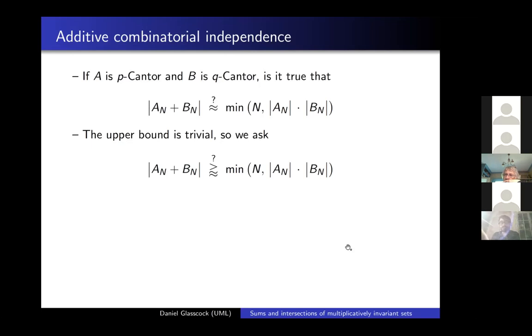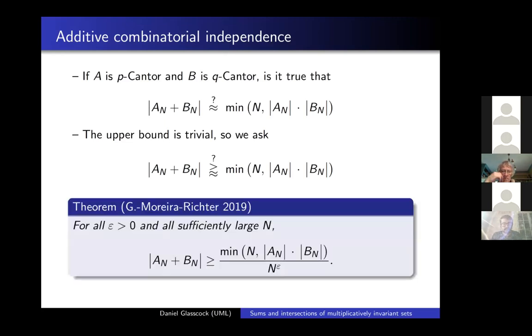How big could it be? Well, remember A_N and B_N are both contained in this initial interval 0 to n. And so A_N plus B_N can't be much larger than n, like 2n. But it also can't be much larger than the product of those sets, just by the trivial upper bound. And so we're going to ask for the lower bound. Can we get that? And the answer is yes.